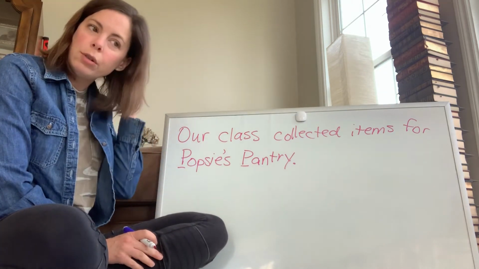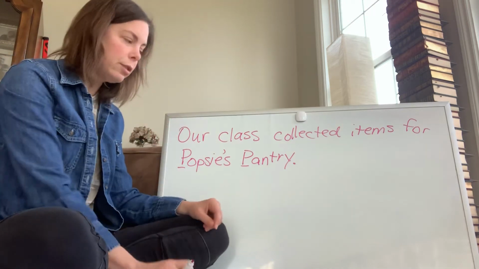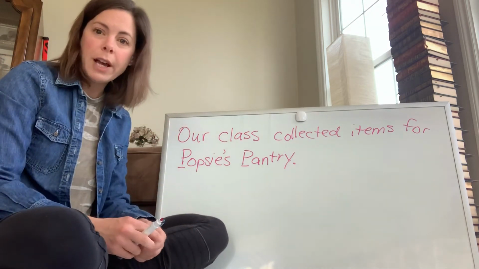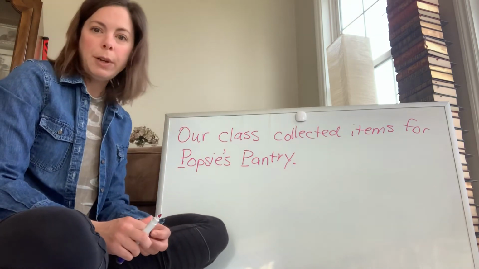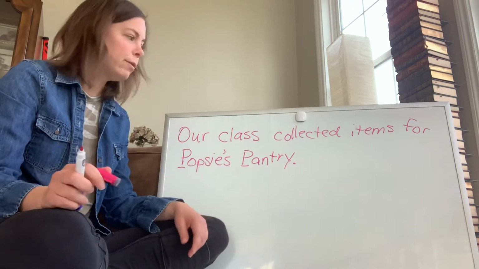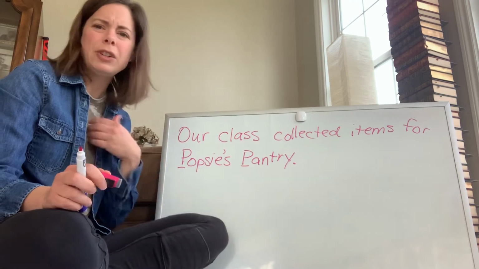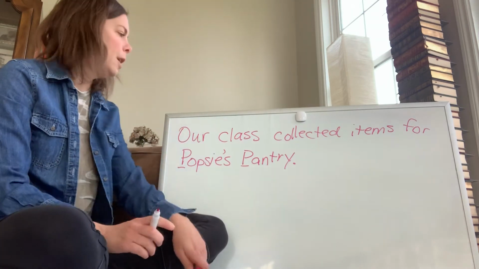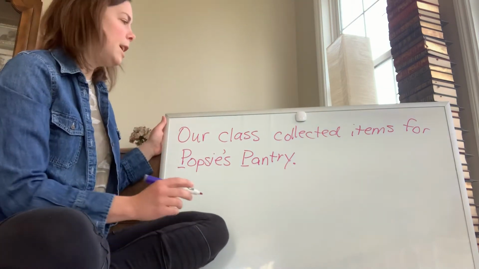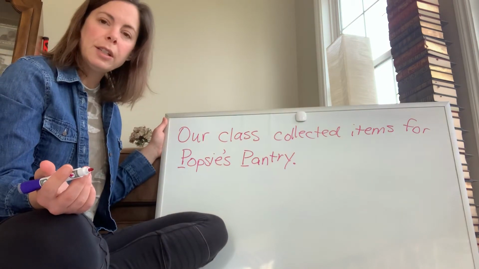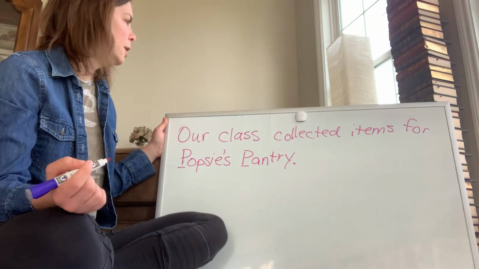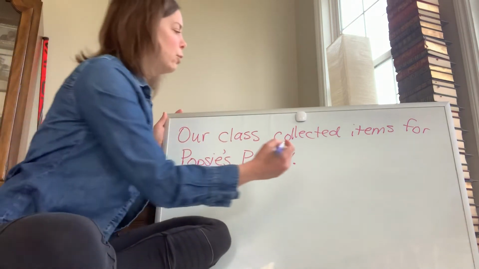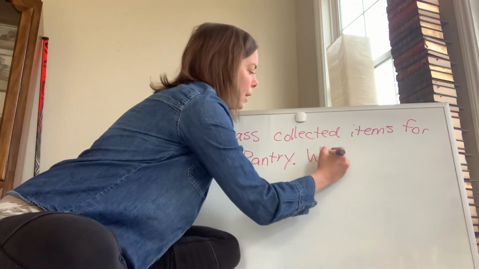You could also change the words a little and say my second grade class collected food and household items for Popsy's Pantry. Either way, however you want to form it, but you do need a beginning. I can't just start in and say what I brought. I would say, now I'm going to write my 3 sentences, details about what happened while we were collecting. So let's see. Our class collected items for Popsy's Pantry.